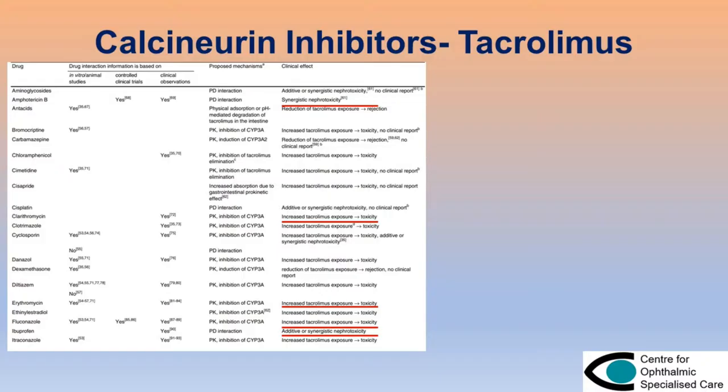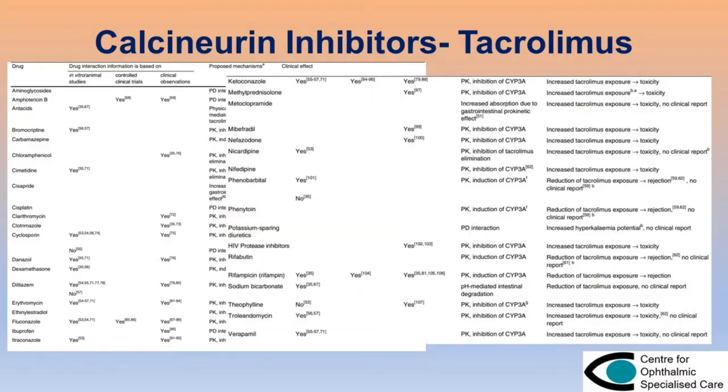Tacrolimus, for example, is another calcineurin inhibitor which is similar to cyclosporine. Here we can see that tacrolimus can have synergistic nephrotoxicity with amphotericin B, erythromycin, ibuprofen, and also there are other drugs that can reduce the level of tacrolimus. This study was done in transplant, giving a rejection of the transplant, but in our case it can reduce the effect of our drug to control inflammation.